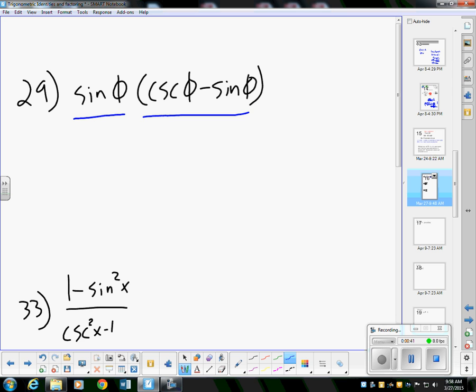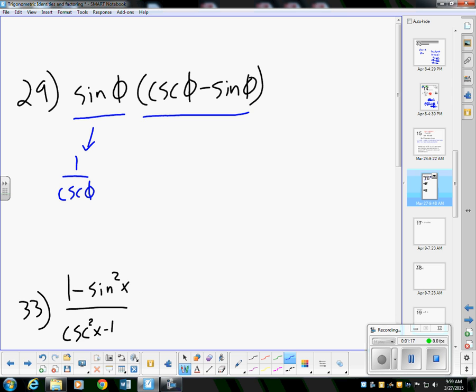Anytime you have a product, one of the things you would like to do is turn each of those expressions into fractions in such a way that something will cancel out. Now that's just a general statement. That doesn't help a whole lot if you don't know what fraction to turn it into. So go back to your reciprocal identities. Sine of phi as a fraction is the same thing as 1 over cosecant of phi. If you don't believe that, go to page 354 in our textbook and look at it. That's what that is.